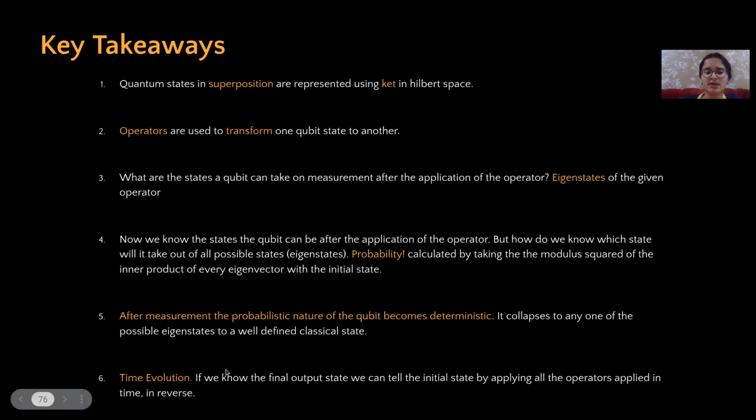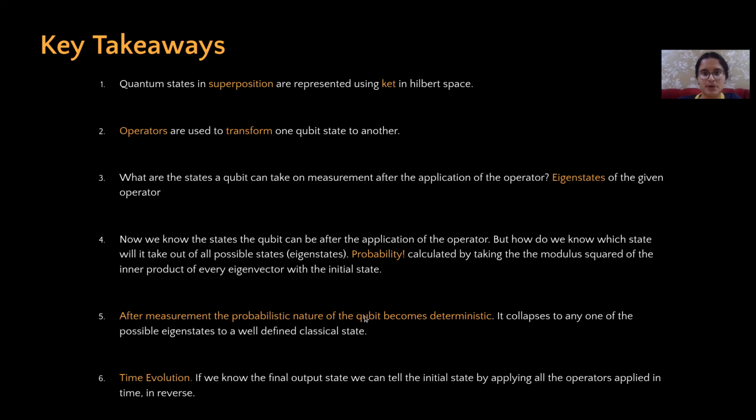And the last postulate tells us about time evolution, that if we know our output state and we know the initial state, then we just have to reverse the order in which we apply the operators, and we will get both the states. So basically applying these operators on our qubit and getting the final state is a reversible process. From the final state, we can get our initial state back.